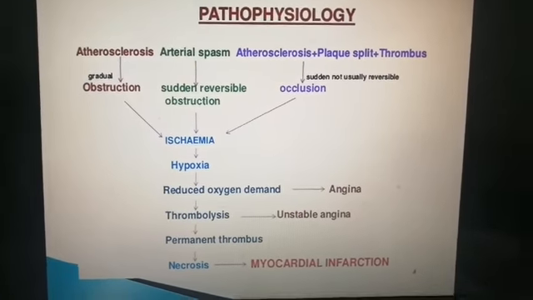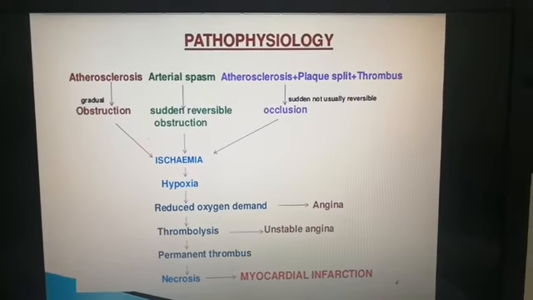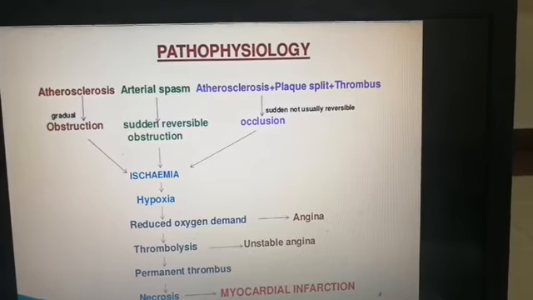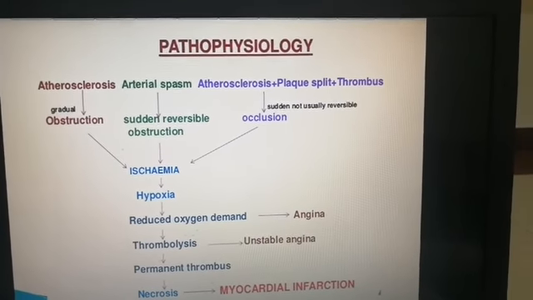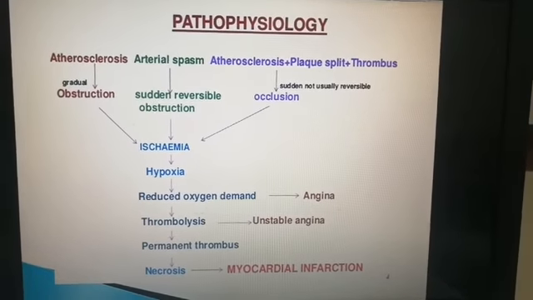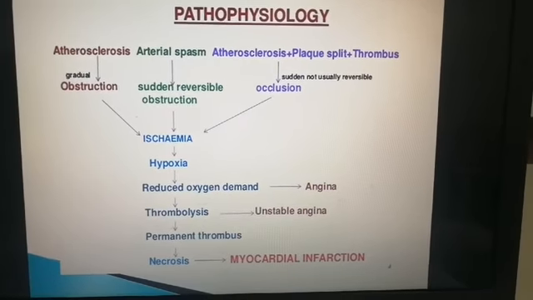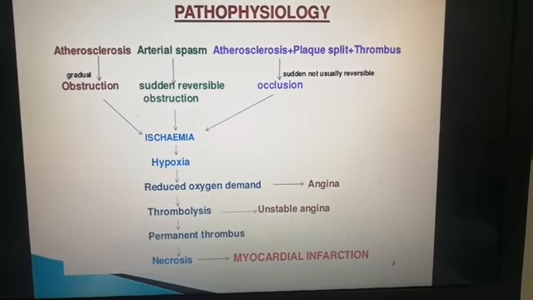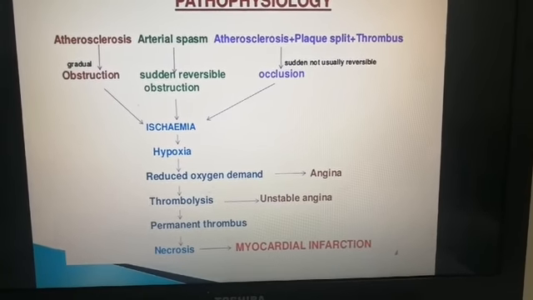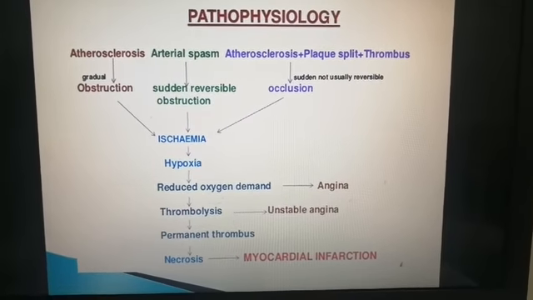And then the pathophysiology, which is very simple. Atherosclerosis, arterial spasm, and thrombus, and because of all these there is obstruction and occlusion in the blood flow, and then there is ischemia of the heart, and hypoxia, reduced oxygen supply, and even thrombolysis. If the thrombus remains permanent, there is necrosis, and then there is myocardial infarction.